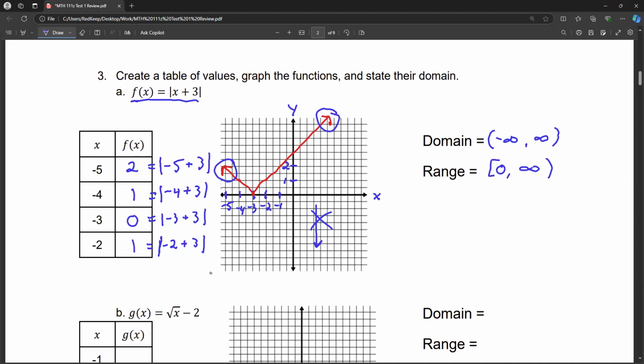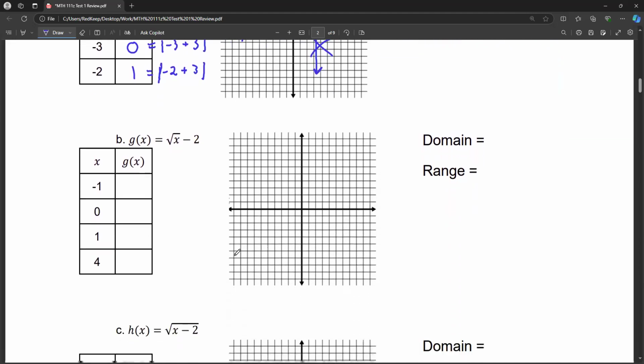Perfect. All right, so that would be question part A of question 3. Next, we are asked the same thing for a new function. So let's start by just plugging in these values to complete our table.